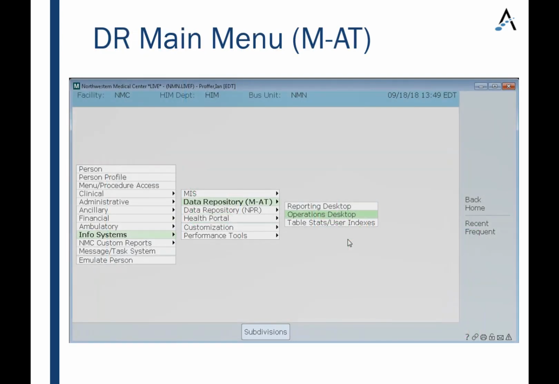The first thing we'll look at in the DR application is the operations desktop, which is how we get information about the data transfer process. As you can see here, we have separate menus for MAT and NPR. We'll take a look at MAT first.